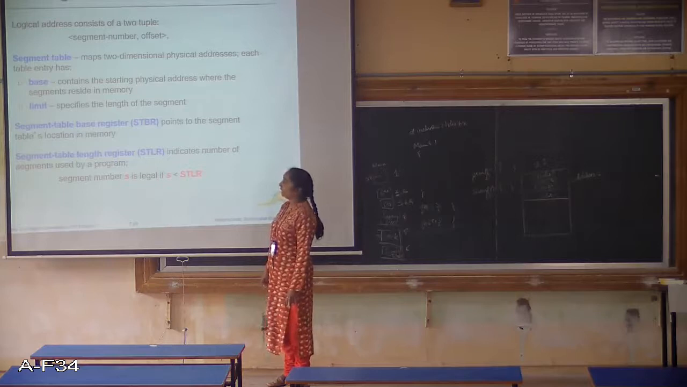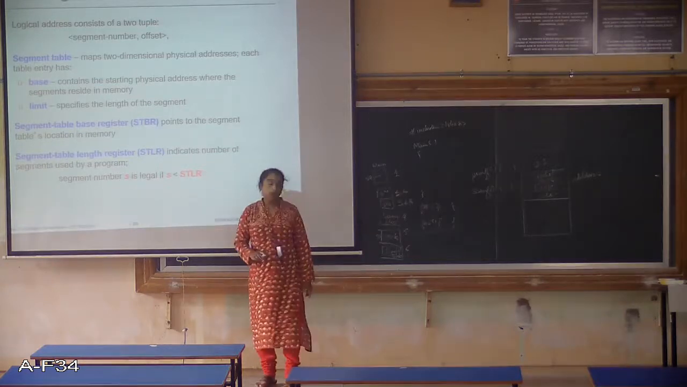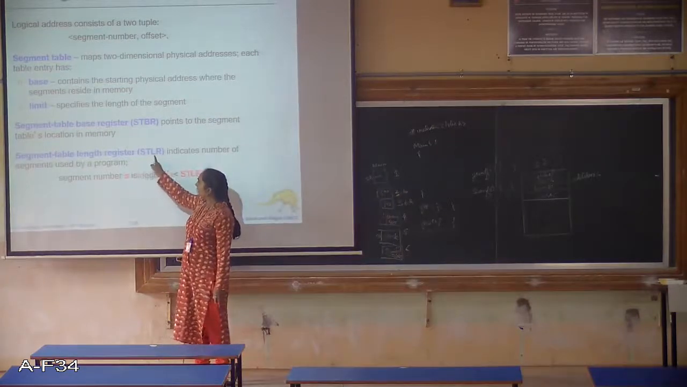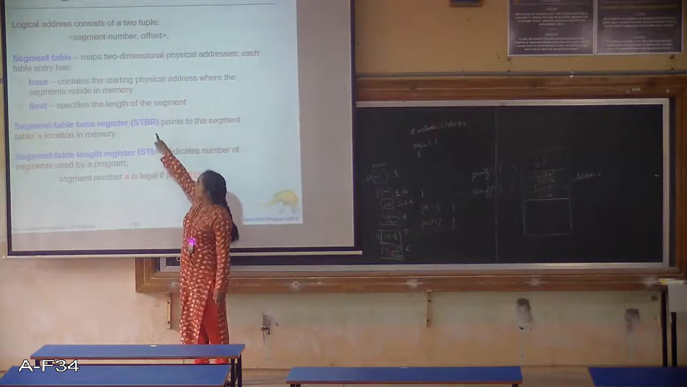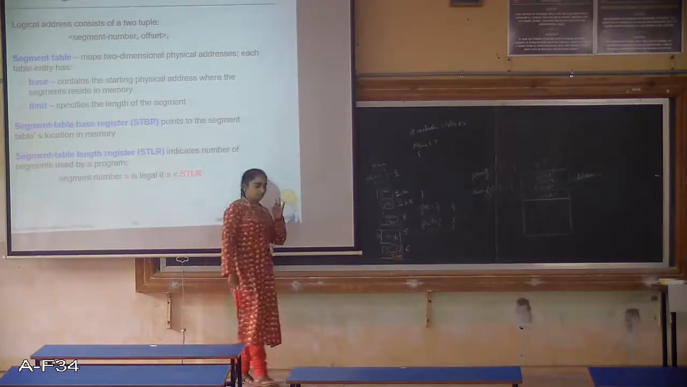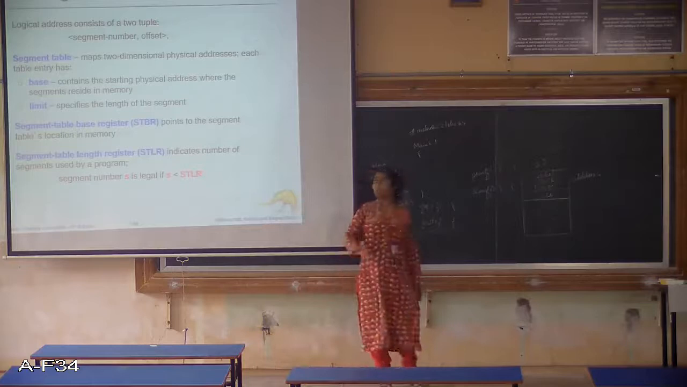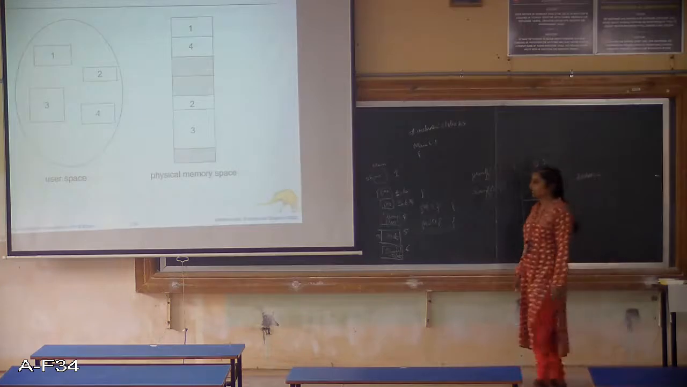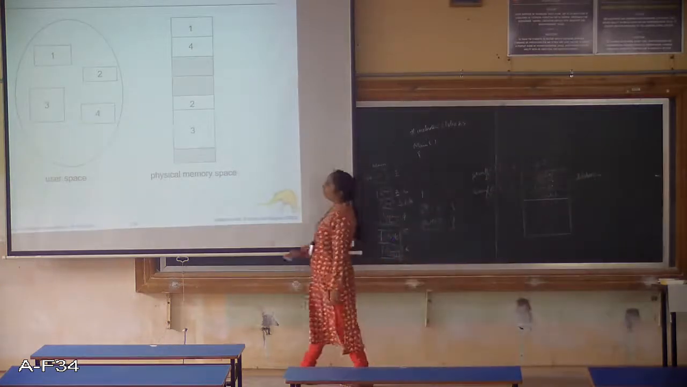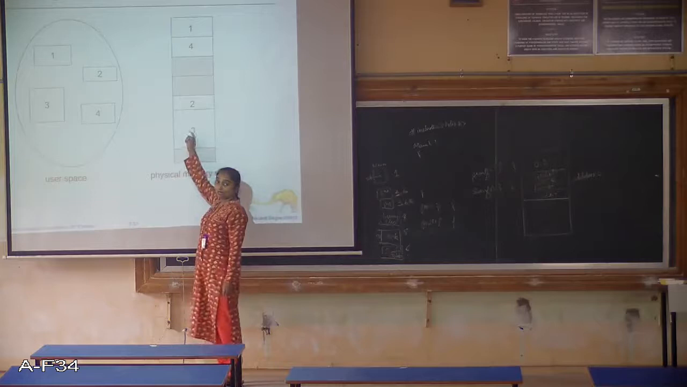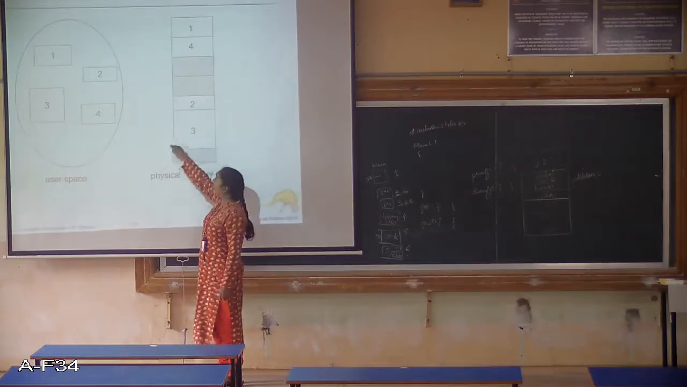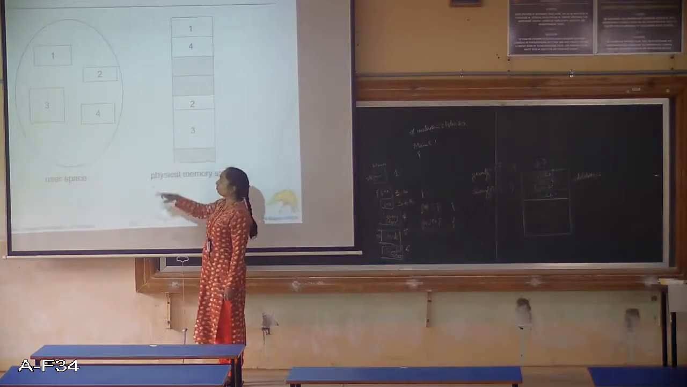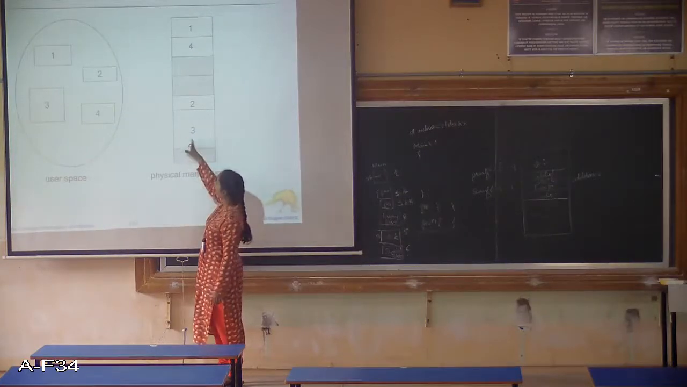So the segment table maps the two-dimensional address to a physical address. Each table entry has a base and a limit register. Each of these will have a segment limit register and a segment base register. Each segment will have its base and limit because each segment is stored in a different hole, as you have seen here. So if I want to access the third segment's fifth instruction, I will have to check which hole it is in. So you'll have to map the segment number and offset.